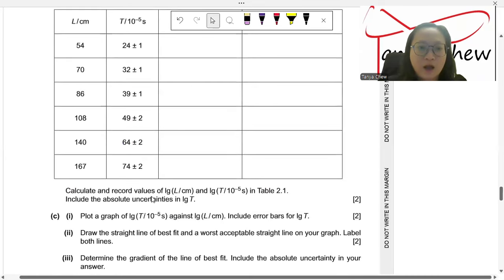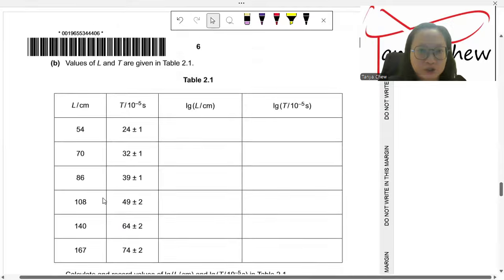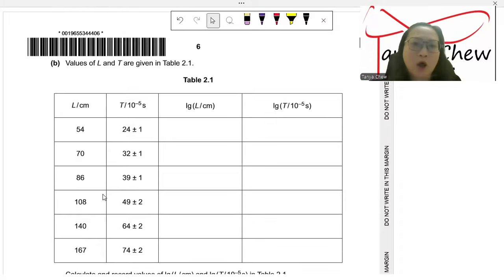The next one: values of L and T are given in table 2.1. Calculate and record the values of log L and log T in table 2.1. Include the absolute uncertainty in log T. So I will put log T aside first. I will calculate log L first. So log L is being calculated from L values.